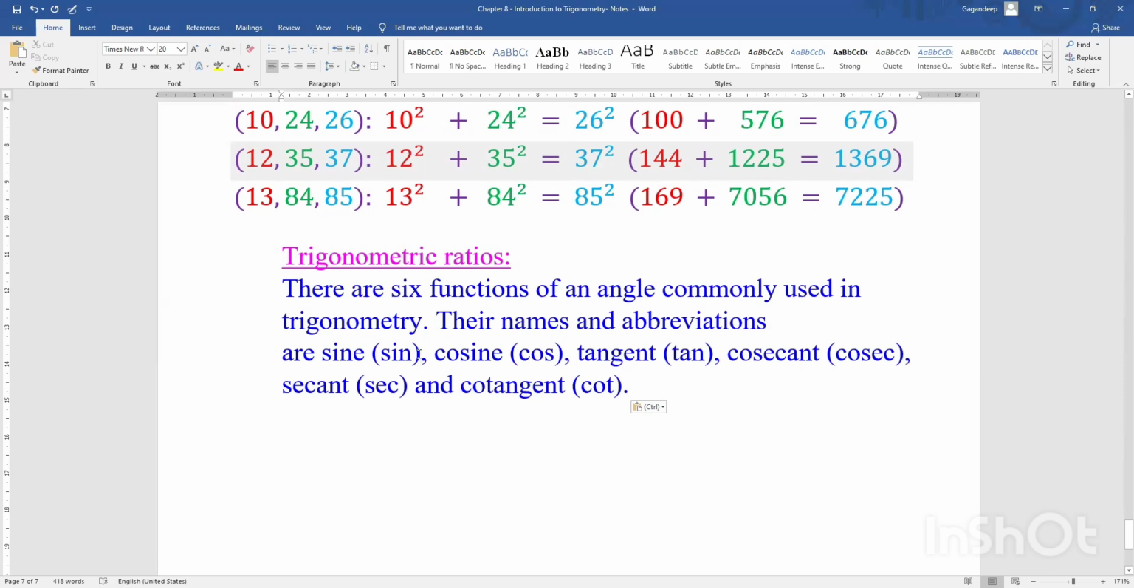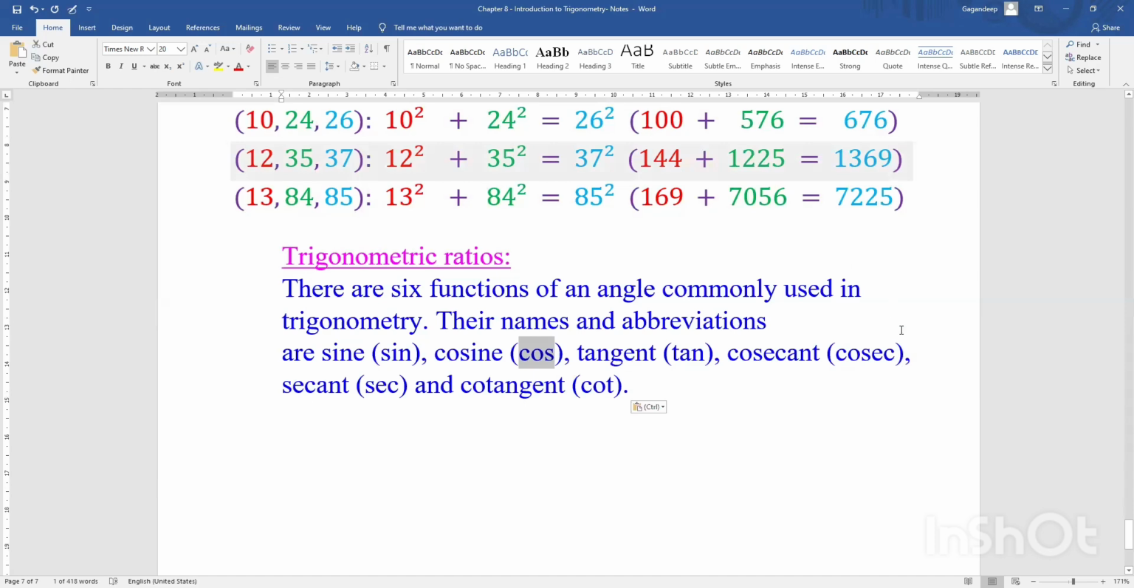We are going to write it as sin, but you should always read it as sine. Do not read it as sin. You should read it as sine. Then cosine, which we write as cos. Then we have tangent, tan, and then cosecant, cosec.